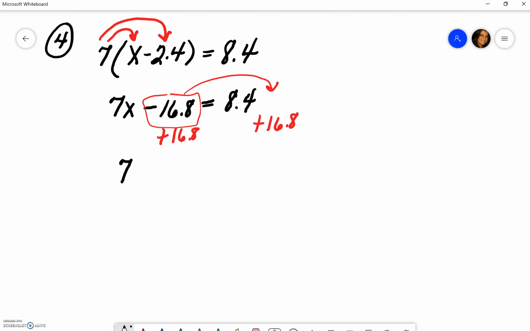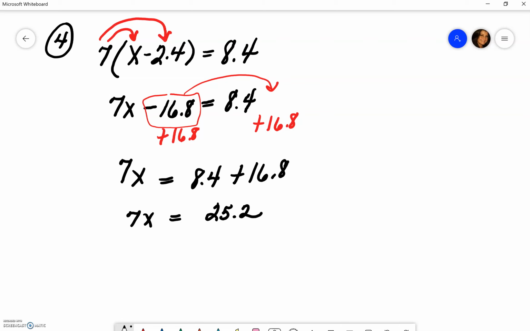So when we rewrite it, it becomes 7x equals, and then it's 8.4 plus 16.8. When you add that up, putting that into the calculator, you end up with a result of 25.2. And then here, just to get the 7 off the x, since it's multiplication, just divide it out by 7. So that divides out to 1. And what you do to one side, you must do to the other. And when you plug that into the calculator, you end up with a result of x equals 3.6.